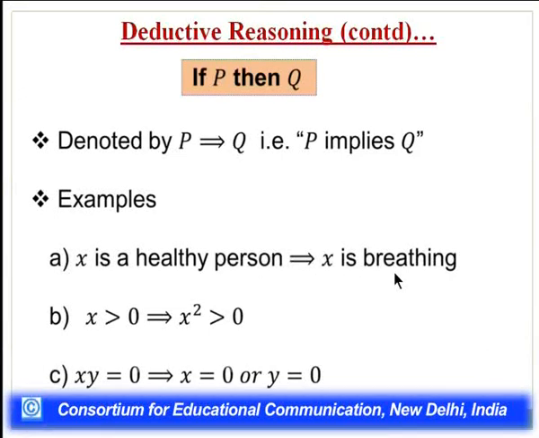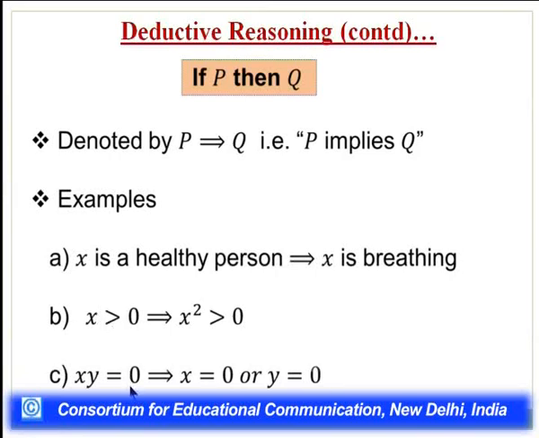But note here that the implication will not go the other way around. We can't say that if X is breathing, then X is a healthy person, because you may be breathing, you may be alive, but it's not necessary that you are healthy. So here the implication goes from the left hand side proposition to the right. Similarly, if X, let's say, is a positive number, then this implies that the square of X is also a positive number.